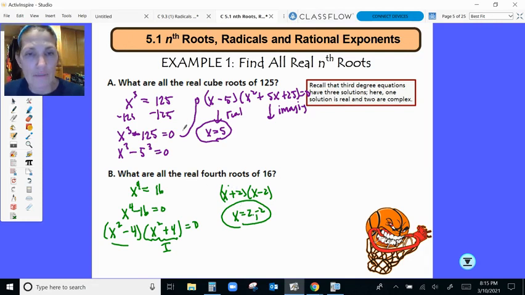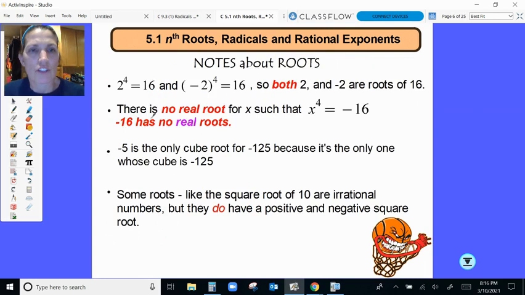So I have to be careful whenever I'm talking about even roots. Square roots, fourth roots, sixth roots, any even roots, I'm always going to have those two solutions. And that's why when we take the square root, we have to do plus and minus, right? When I'm doing cube roots, any odd roots, fifth roots, seventh roots, I'll only have one real root, okay? So just keep in mind here that 2 to the fourth is 16 and negative 2 to the fourth is 16. So both of these are roots of 16.